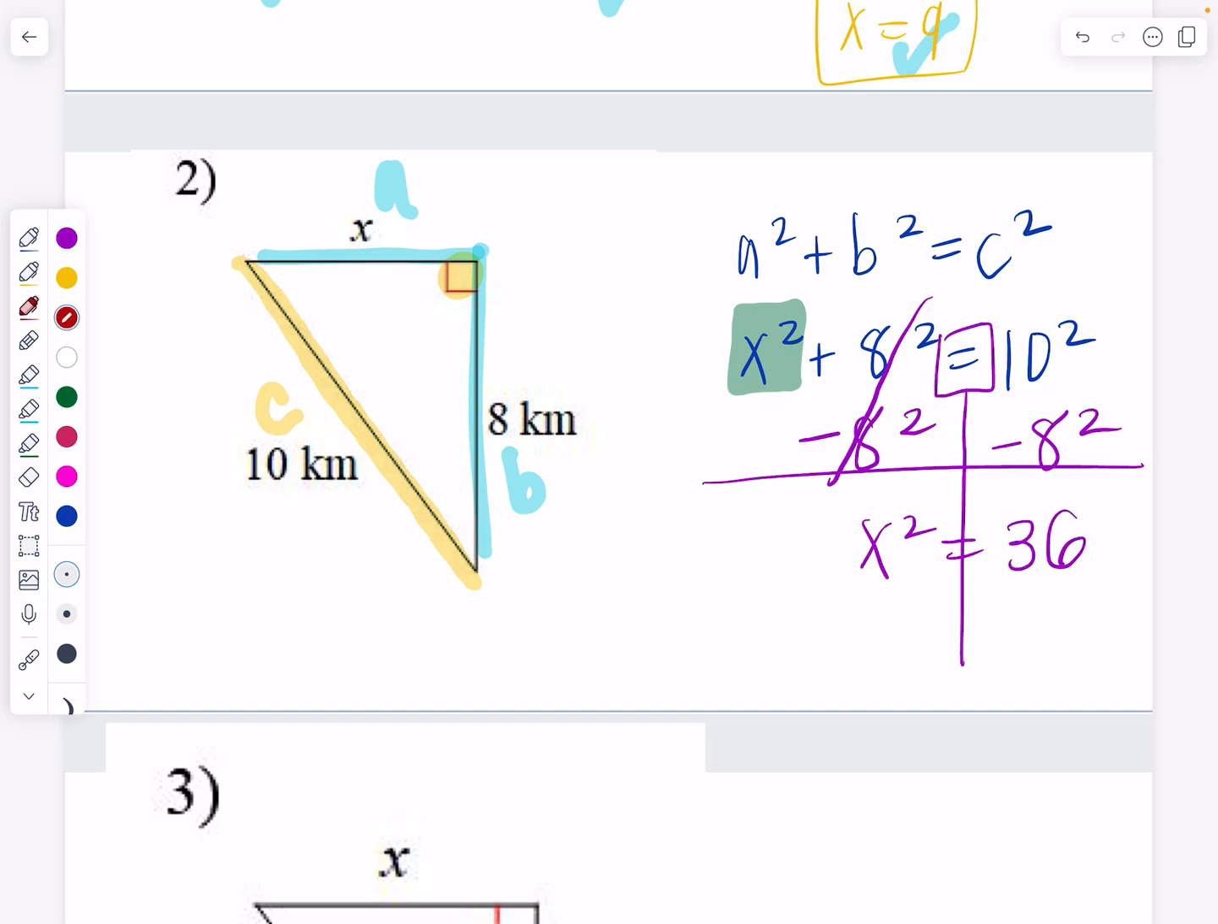And then if x squared is 36, I'm going to take the square root of both sides. I know that x can't be 36 because that would be bigger than the 10. So it's going to be the square root of 36. So square root button, 36.